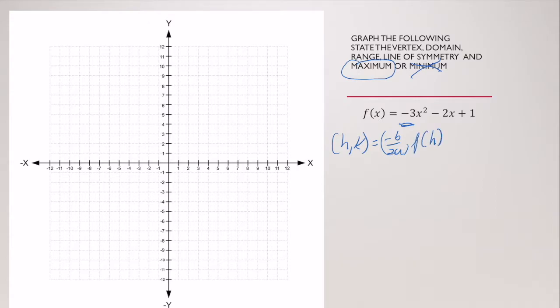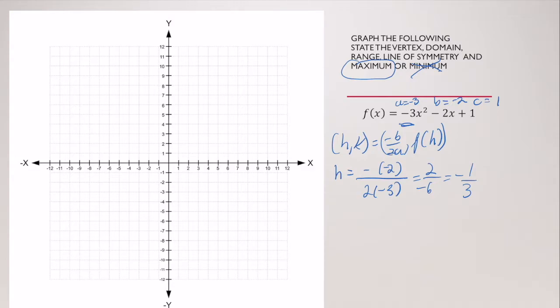And we talked about this in the last video. So I'm going to go ahead and say that A is negative 3, B is negative 2, C is 1. So H is negative 2, that's my B, over 2 times negative 3. That gives me a positive 2 over negative 6, so negative 1/3 is my H.